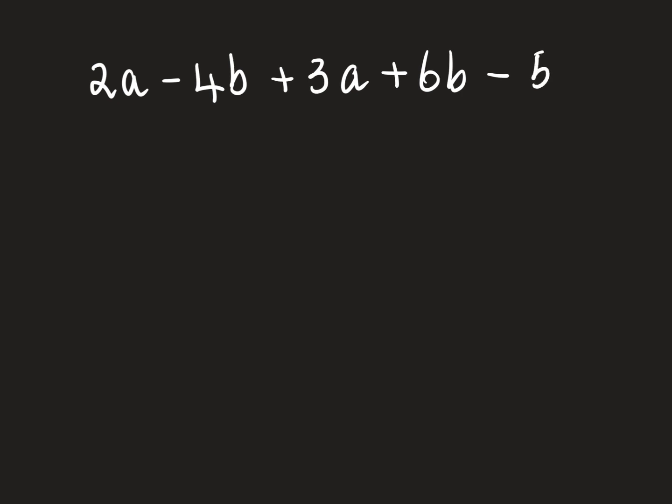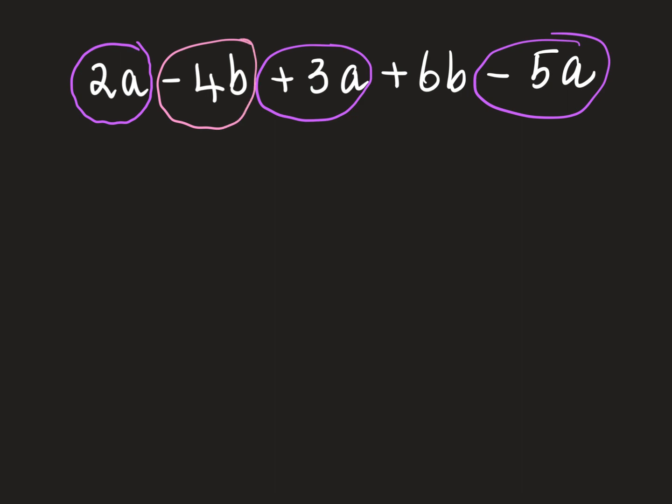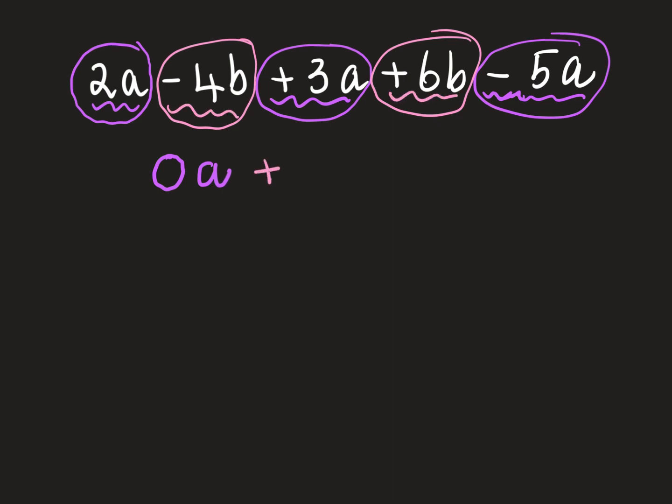How about this next one? 2A minus 4B plus 3A plus 6B minus 5A. First step, find my like terms. Purples for the A's and pink for the B's. How many A's do I have? 2 of them. Plus 3. 2 plus 3 is 5. 5 take away 5 is 0. I've got 0 A's. How many B's? I've got minus 4 plus 6. That gives me positive 2B. Now, how do I write this? I've got no A's, so I don't even need to write that. My answer is just 2B. I could put a positive out the front, but I don't need to.